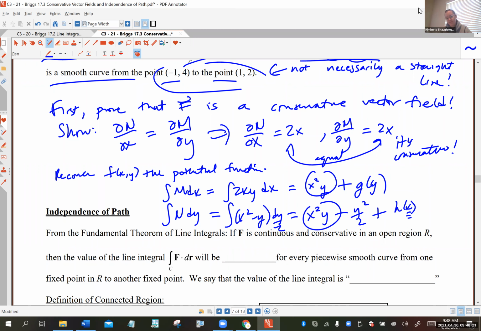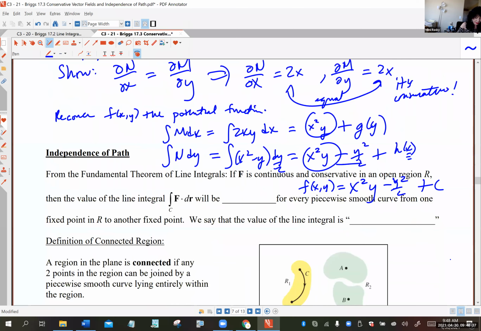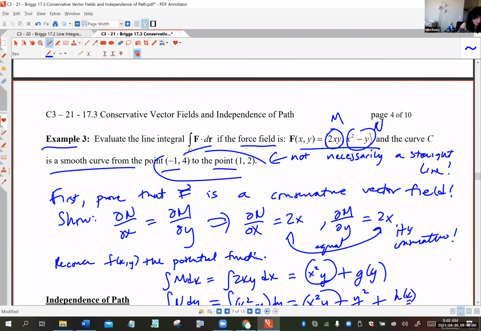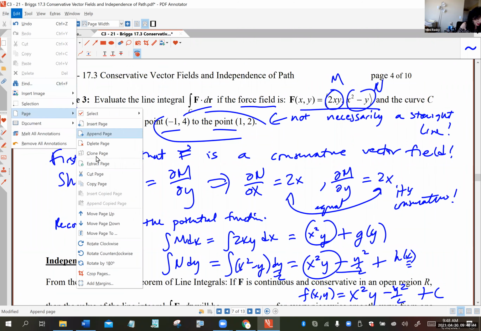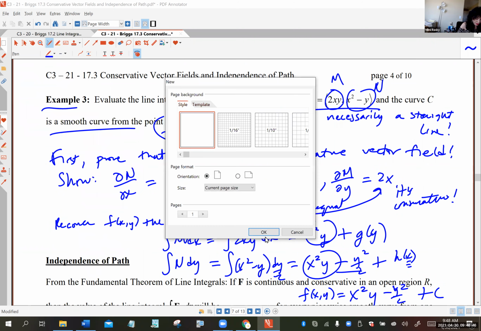No. Oh, no, don't do that. Otherwise, I'll take away your points. Just take one. So your potential function, f of x y, you'll take one instance of the duplicates, and you also have a minus y squared over 2. And of course, we'll say plus c, but the plus c doesn't come into effect when you're actually doing your fundamental theorem. And so now you're ready to apply your fundamental theorem.